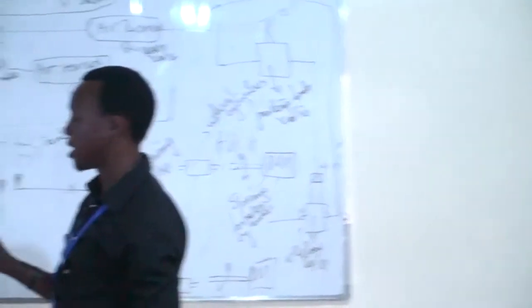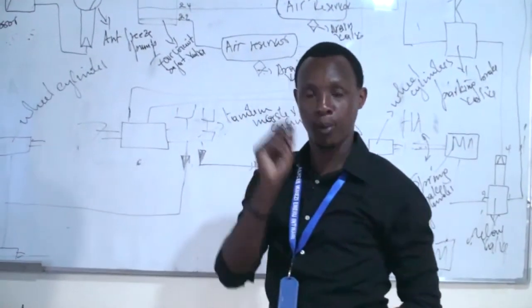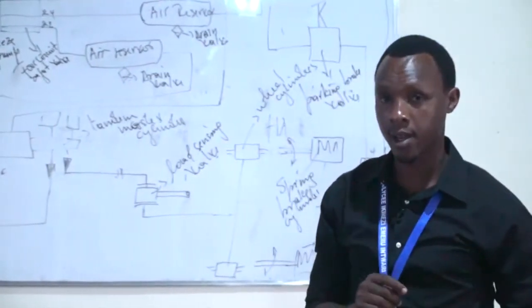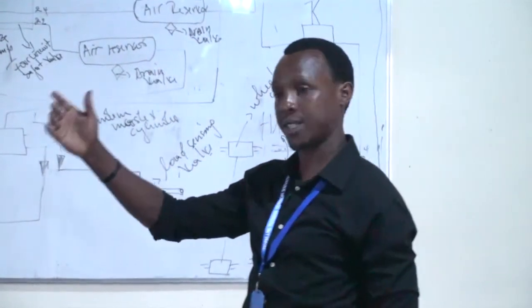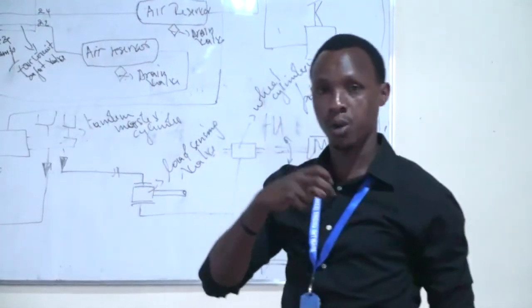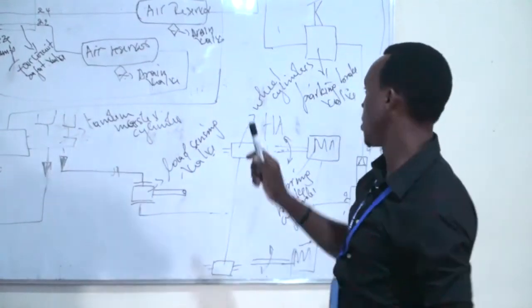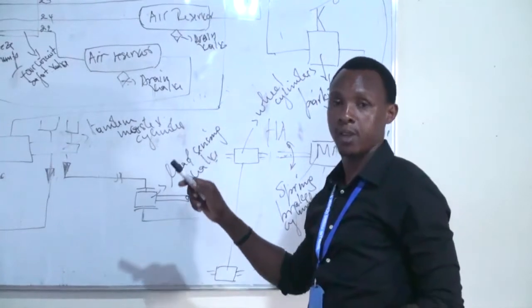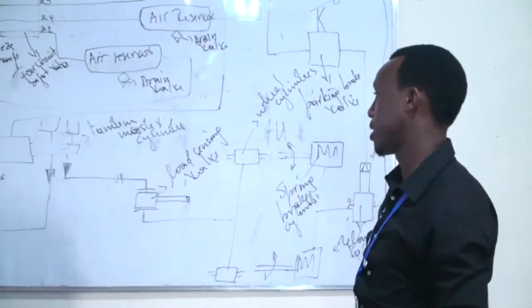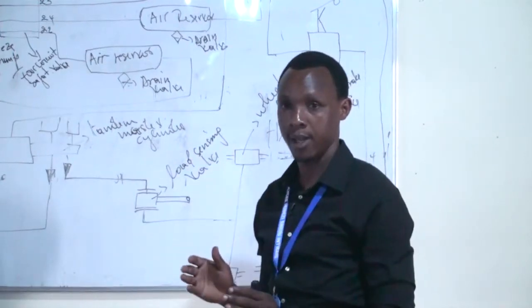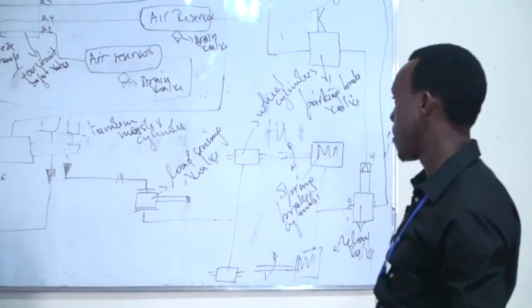We say that the secondary brake system, whenever there is a problem in the service brake system, if the service brake system fails, we will have a secondary brake system in order to stop the vehicle. Sometimes we use the parking brake system for braking the vehicle. It is totally different from the emergency brake.